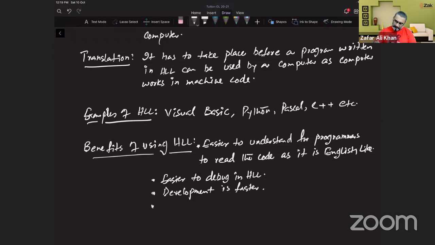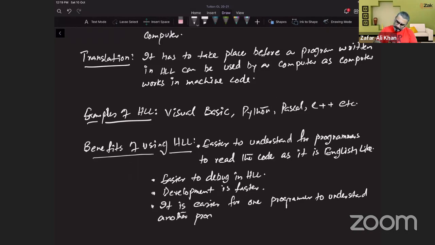And last one is it is easier for one programmer to understand other programmers' work. All right, that is why we had this copyright issue, if you do remember.